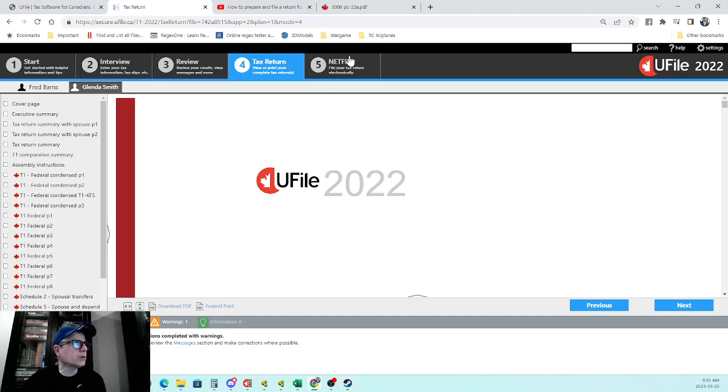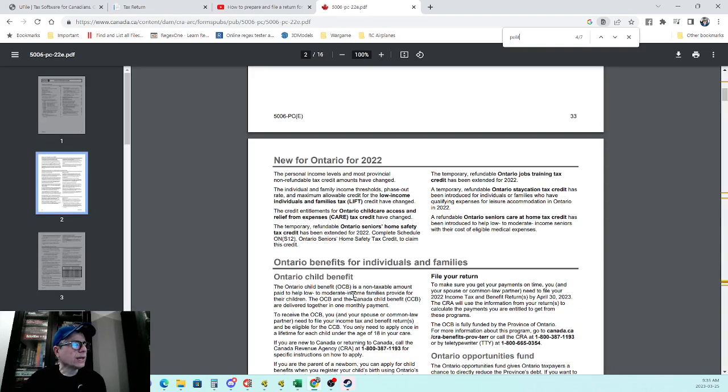I promised you a quick overview of the Ontario tax credits. And basically, what you need to do if you want a quick synopsis, a quick summary of all your Ontario credits, is go to page 34 of your Ontario guide, which you can get from the CRA. I'll post a link to it. And you'll see here that they're phasing out the low-income individuals and families tax credit. They introduced a new child care expense tax credit.